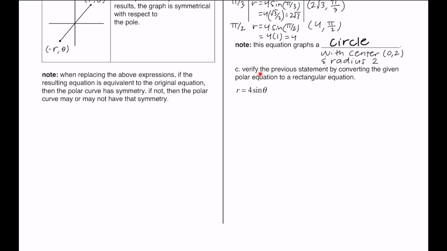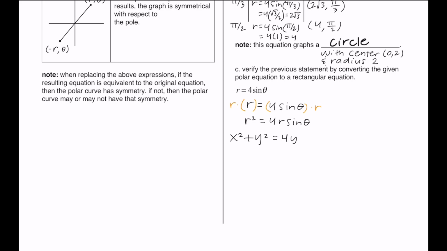Part C says verify the previous statement by converting the given polar equation to a rectangular equation. So right now the equation is in terms of r and theta, and then we're going to switch it to x's and y's. So first thing we're going to do is multiply both sides by r. So when we do that, we get r squared equals 4r sine theta. So next we're going to take r squared and replace it with x squared plus y squared. And then right here we have r sine theta, and we'll replace that with y. So technically we do have the equation with respect to x and y, but we're not finished.